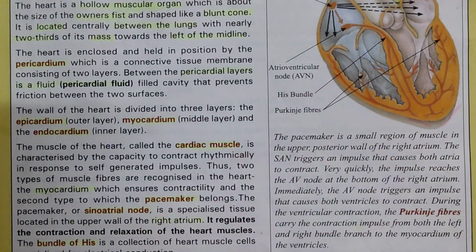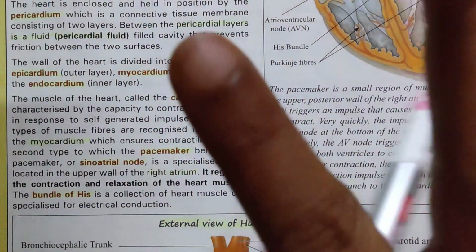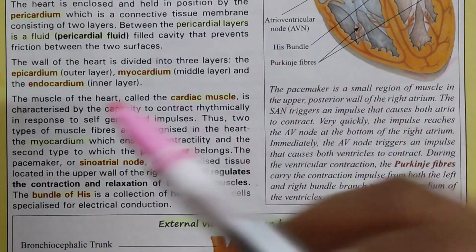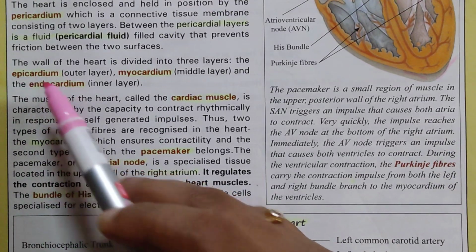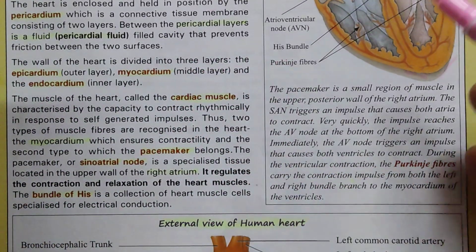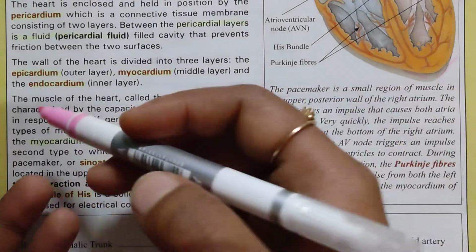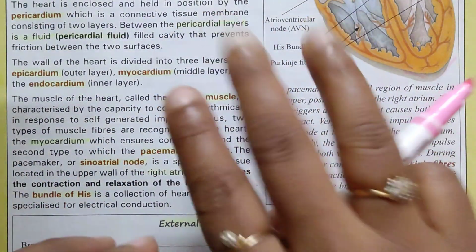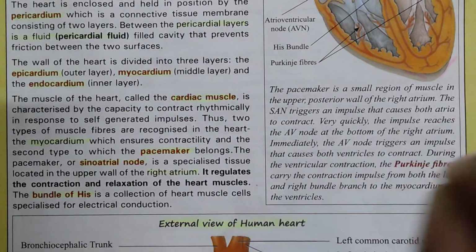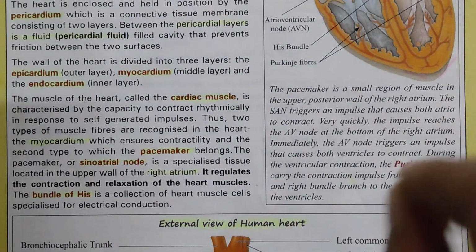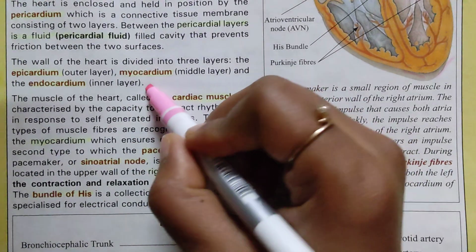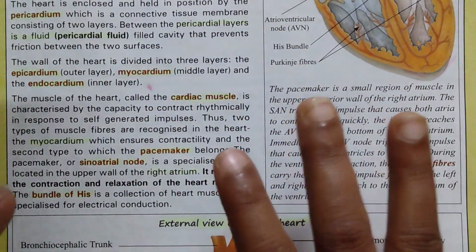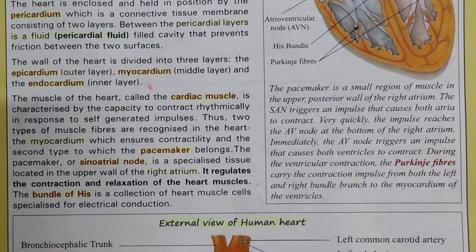Got it? Next, the wall of the heart is divided into three layers. What are these three layers? The outer layer is known as the epicardium. The middle layer is known as the myocardium, and the inner layer is known as the endocardium. Three layers are there: outer layer epicardium, middle layer myocardium, inner layer endocardium. Got it?